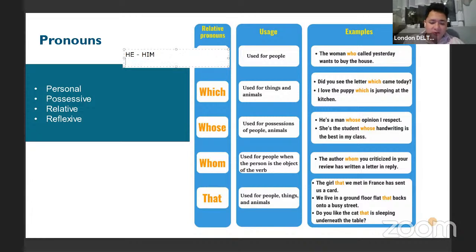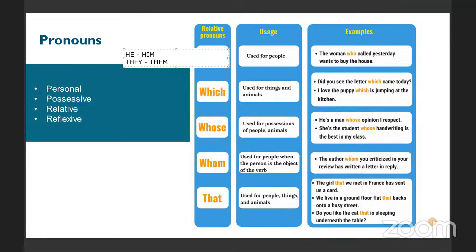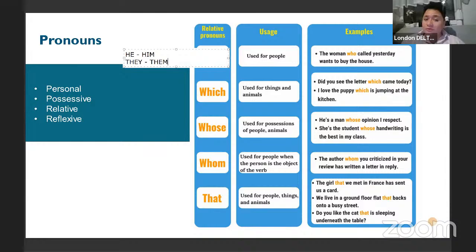Or between they and them? The first is personal and the second is possessive. For possession. No, be careful. This is not possessive. Yes, possessive is my, and those are adjectives, right? With mine, yours, his, that we're going to check in a moment, the possessive. Him and them, those are not possessives.